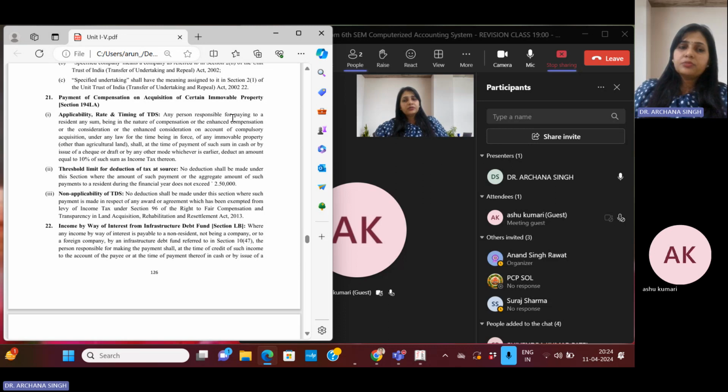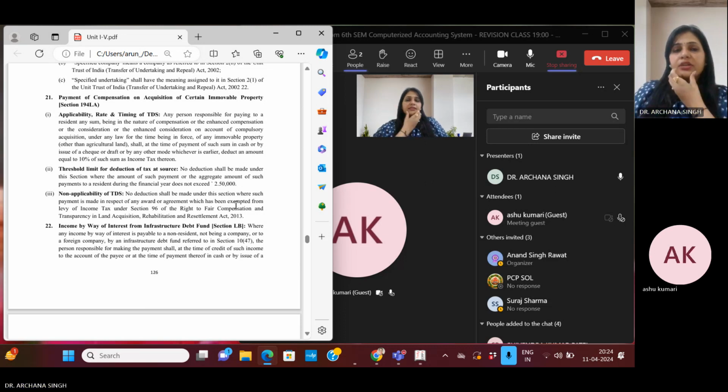What is the applicability? जो भी person responsible है pay करने के लिए किसी भी resident को कुछ भी sum, any sum being in nature of compensation or enhanced compensation, or consideration or enhanced consideration, on account of compulsory acquisition under any law for the time being in force of any immovable property, shall, at the time of making such payment in cash or by issue of cheque, draft or any other mode, whichever is earlier, deduct what? 10%, an amount equal to 10% of such sum as income tax thereon. And what is the threshold limit? That is 2,50,000. It should not exceed 2,50,000.